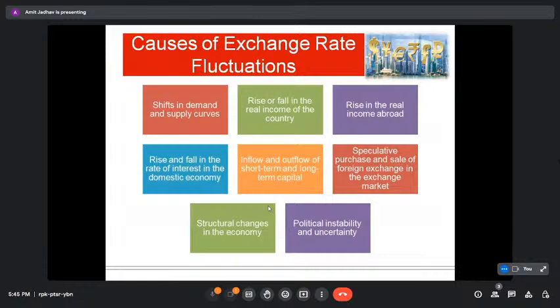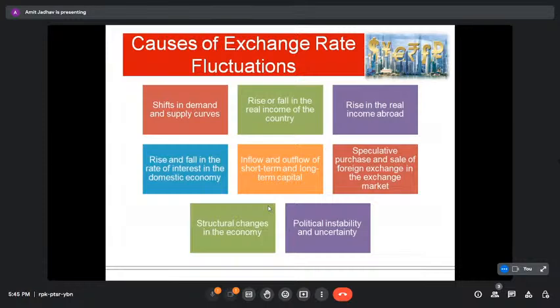Next, a rise or fall in the real income of the country. If the country's income rises, automatically they can increase their consumption. If the consumption is increasing, it means they are demanding more goods and commodities, and that will be provided by foreigners in the short time. We are not able to produce that many commodities, so our imports will be increasing. So basically, increasing income has an impact on the exchange rate, and similarly the rise or fall in income also has an impact.